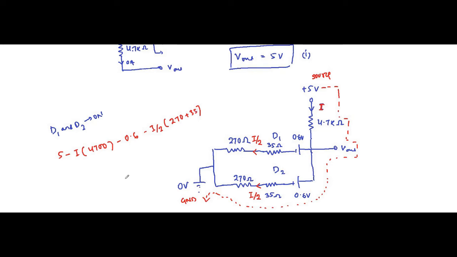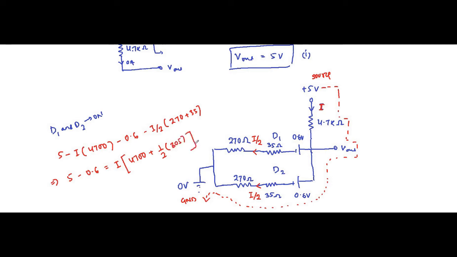Then that implies, if we bring the current parts on one side and the remaining voltage parts on the other side, that is 5 minus 0.6 is equal to I into 4700 plus 1 by 2 into 270 plus 35, which is how much? 305. Yes, 305.